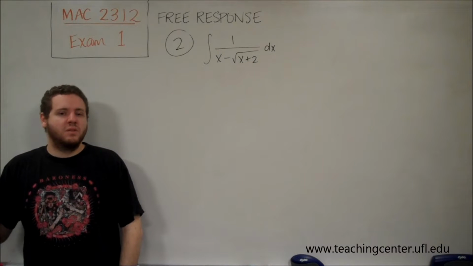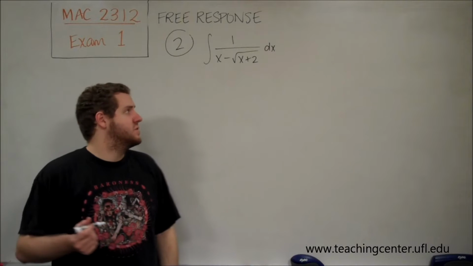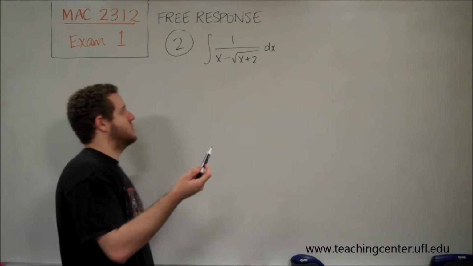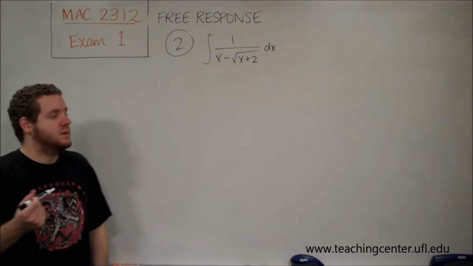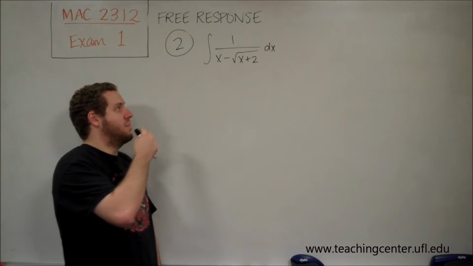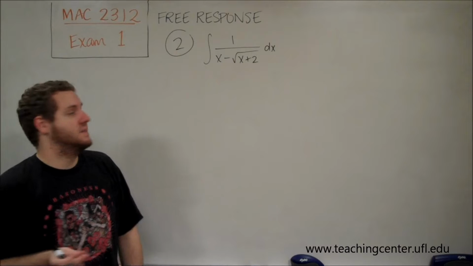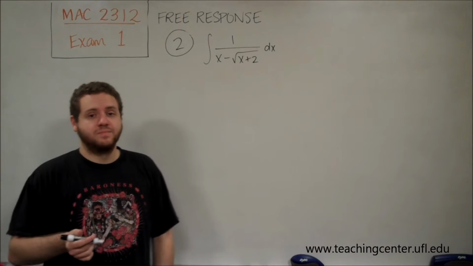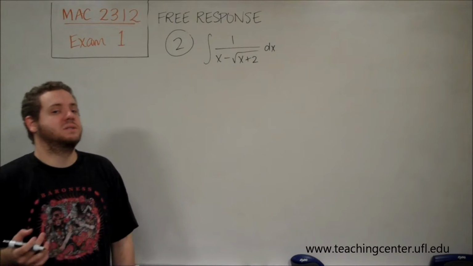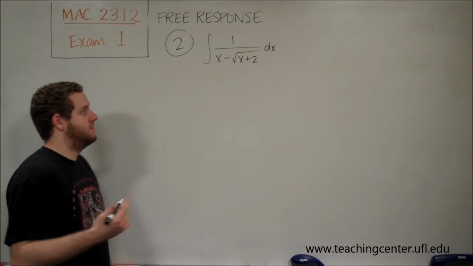But none of your other methods are really going to work here. Trig substitution, we don't have anything squared. That's not really going to help us. Integration by parts, we don't really have a product that would make sense. The only thing that would make sense to even try here, at least at the start, is doing u substitution and just trying to rearrange to see if we get a better form in some way.